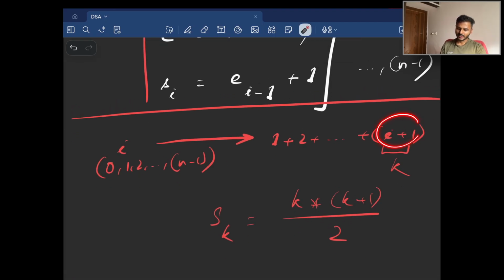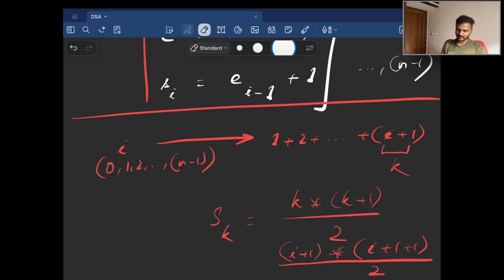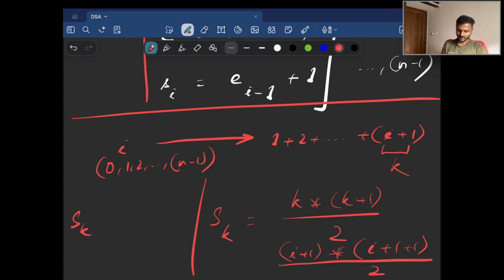So because I substituted I plus 1 with k, if I substitute I plus 1 back here, what will we get? We'll get I plus 1 multiplied with I plus 1 plus 1 whole divided by 2, right? And this is going to give me the value of sk or si plus 1 as I plus 1 multiplied with I plus 2 whole divided by 2, right?